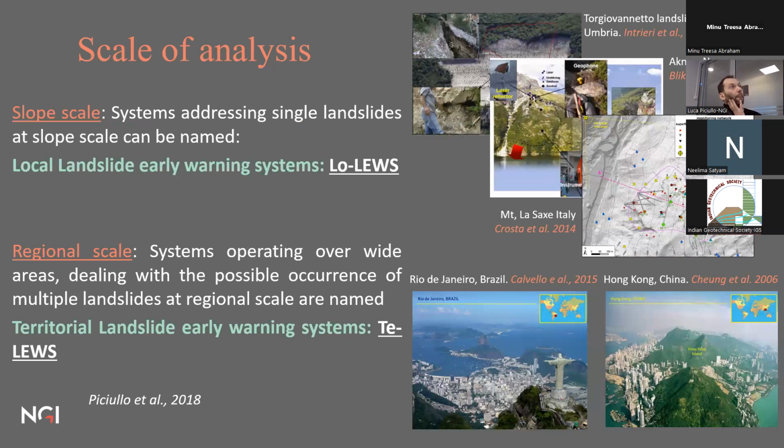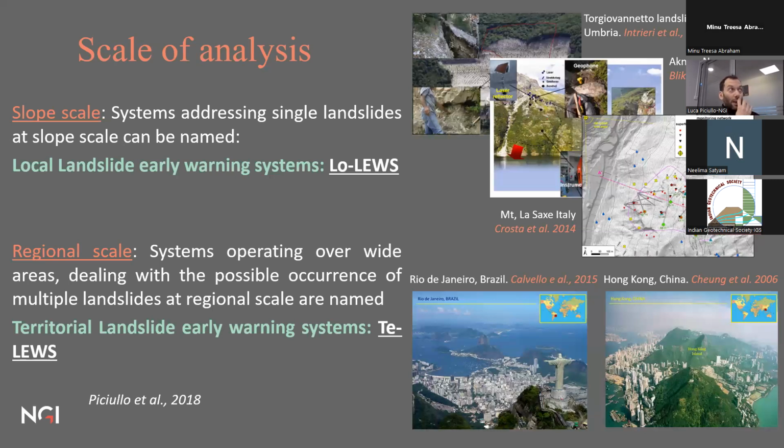These systems can be employed at two different scales of analysis. Slope scale, and here I call them local LEWS, local landslide early warning systems. In this case, they are all those systems addressing single landslides, where we have a good understanding of where the sliding surface is.